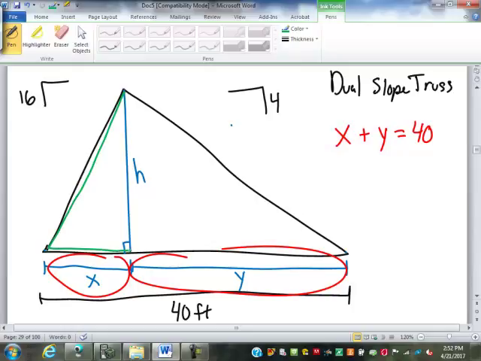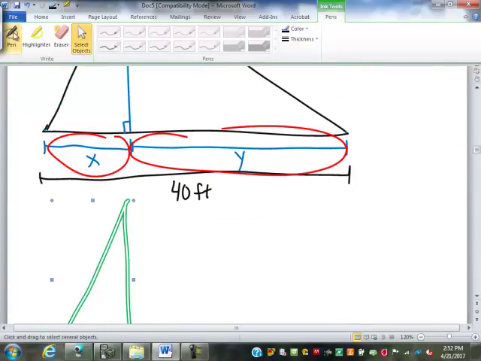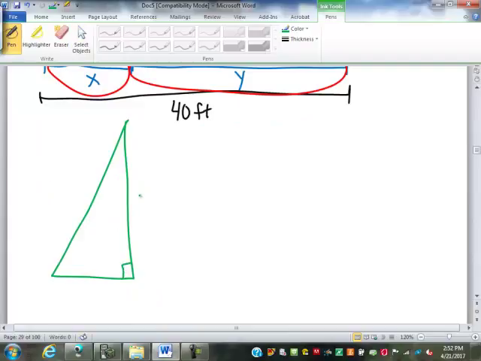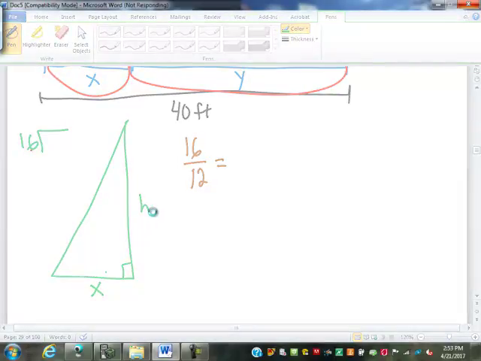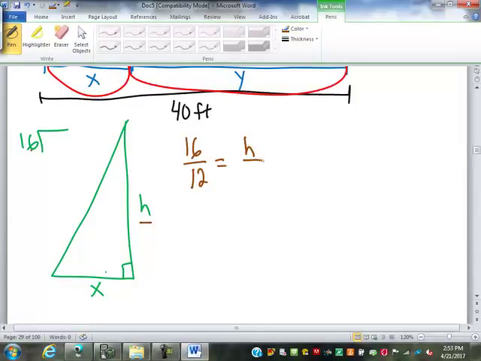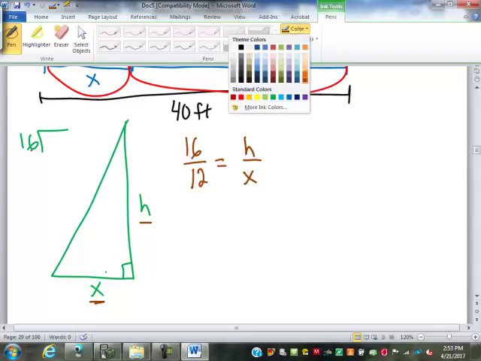Now we have to look at each side of this truss separately. So I'm going to look at that green triangle. I'm going to pull that down here. I know that this is a right angle, this height is h, and this is x. And this is a 16-12 slope. So that 16-12 slope is a rise over a run. So the rise here is h. The run here is the x. So 16 over 12 has to be proportional to h over x.